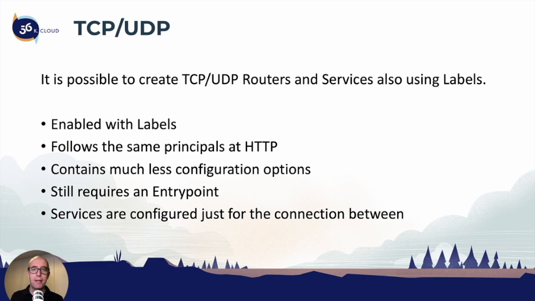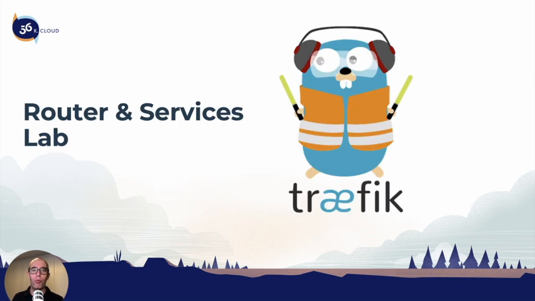All right, now the next section is all about the router and services lab. So we're going to take Traefik, deploy it by itself, then add a service, and slowly iterate through each label. So we're going to start deploying labels, we're going to break things, we're going to troubleshoot. It's really going to get interesting in the lab section. So join me in the router and services lab.